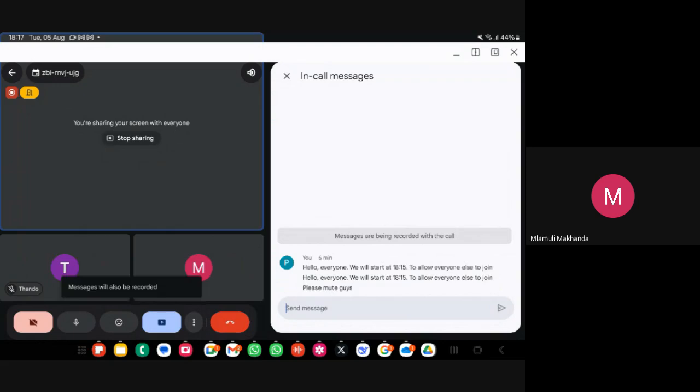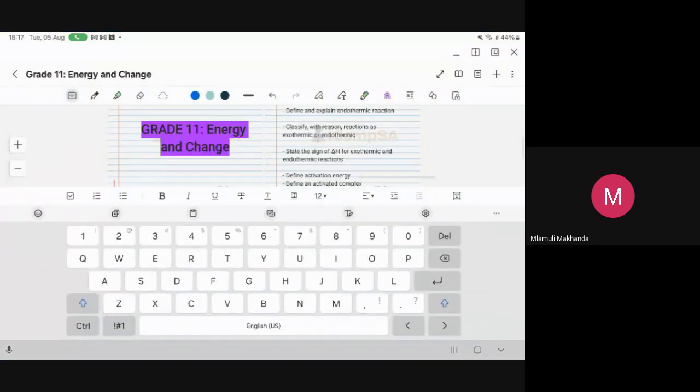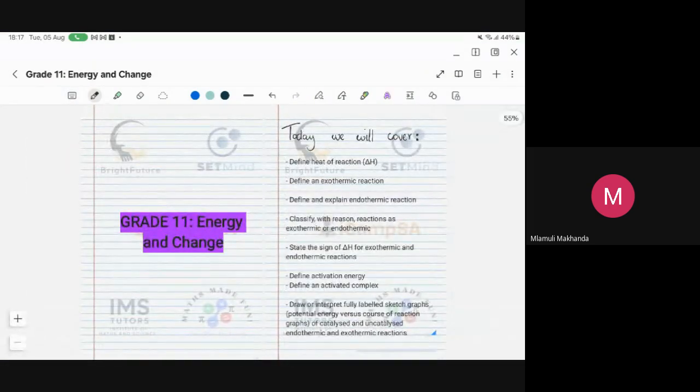Today's chemistry, or rather physics, lesson will be on energy and change. This is one of those sections in chemistry that are quite doable. By the end of this lesson, we want to make sure we have covered all the points I have listed here. This will ensure that at least you are proficient in this particular aspect of chemistry.